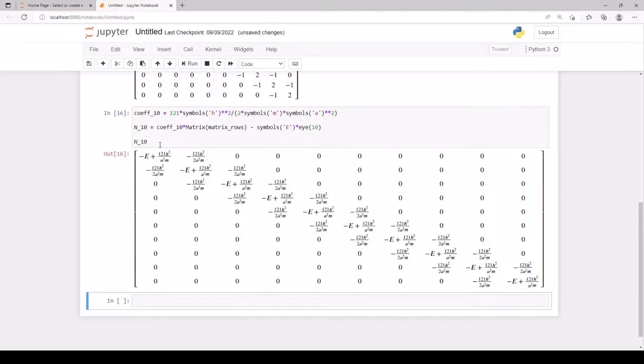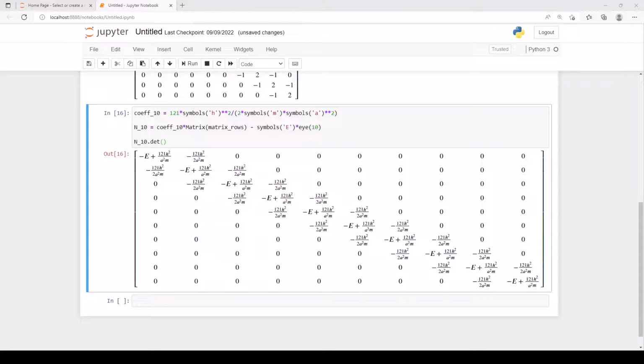And now I have to find the determinant for this. So n10 dot determinant is what I'm going to find. And then we want to set this equal to 0 and solve for E. So first off, if I print this out, right?